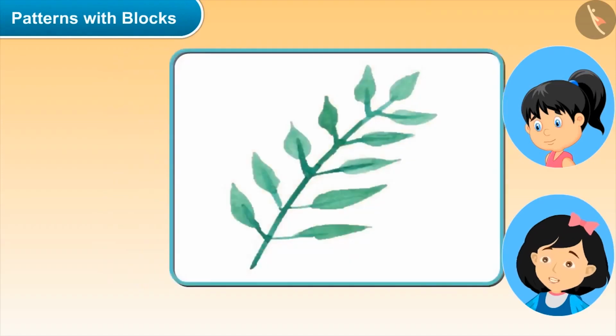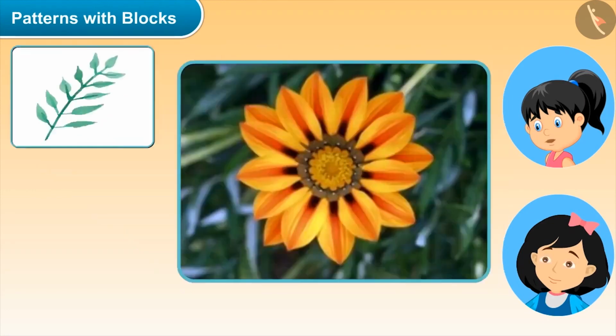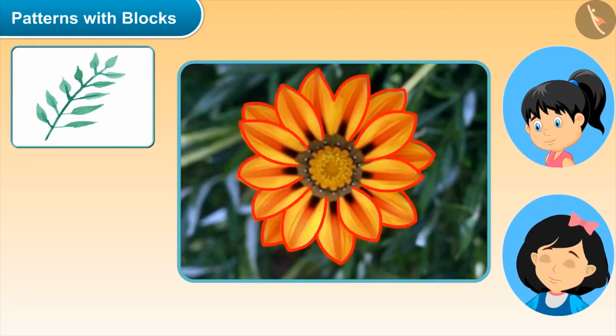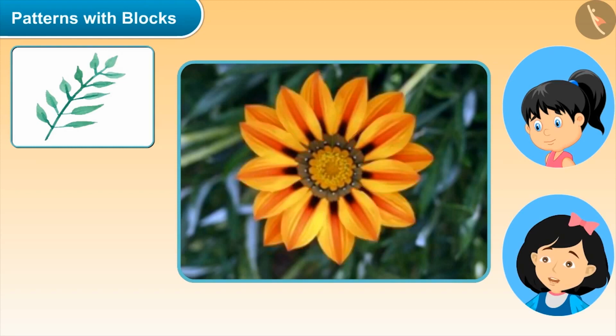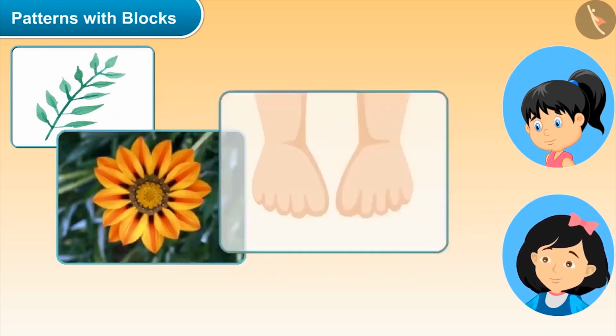Now look at this branch. Can you see a pattern in this? In this, the leaves are arranged side to side in a nice pattern. Look how beautiful they are looking. And look at this flower. How beautifully the petals are decorated. This is also a pattern. You can see many such patterns in nature. Look around. Can you find any more patterns?